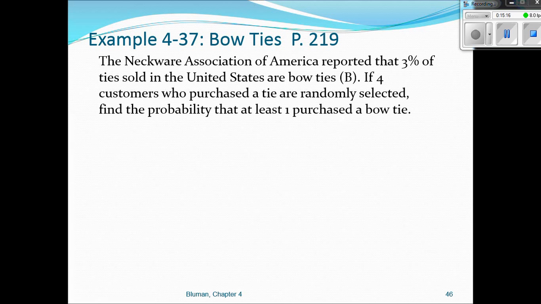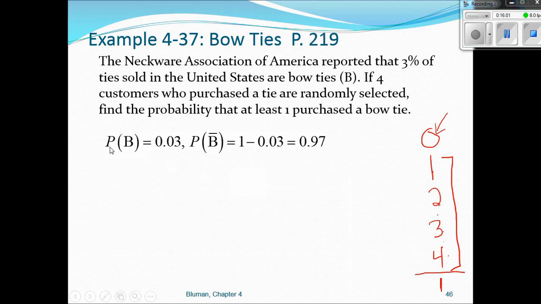But if you think about it, what are your options? Out of 4 people, it's possible that 0 of them, 1 of them, 2 of them, 3 of them, or 4 of them purchased bow ties. We are looking for this group. Okay? So like I said, you could find 1, 2, 3, 4, add them up. Or if you know the probability of all 5 of these added together has to be 100% or 1. Well, what if you just found the probability of this guy and took it away from 1? That's way easier than finding these 4. And that's what we're going to do.